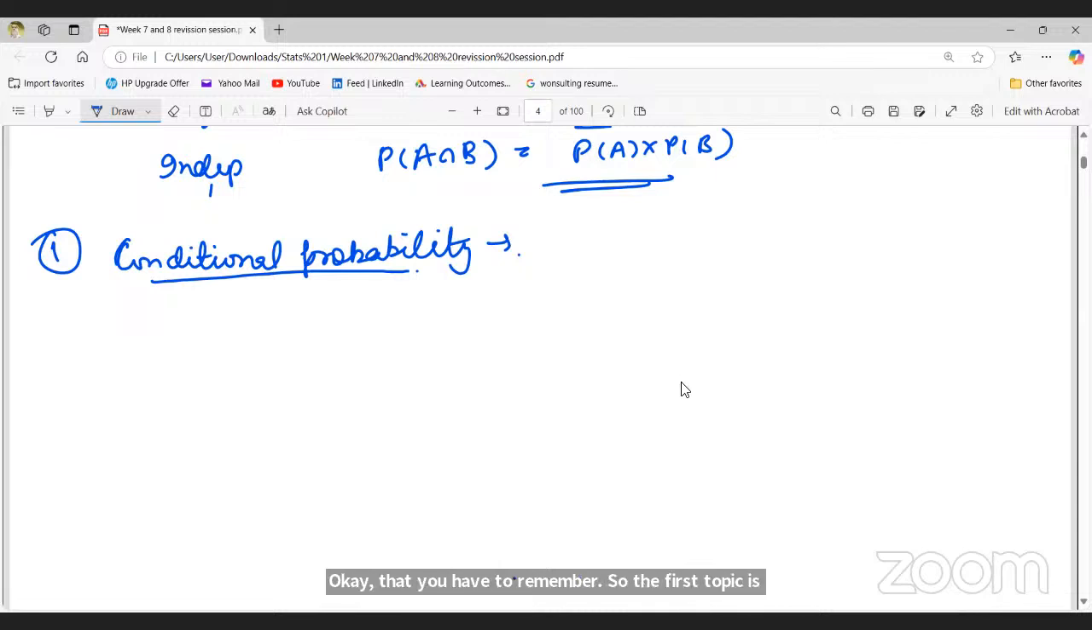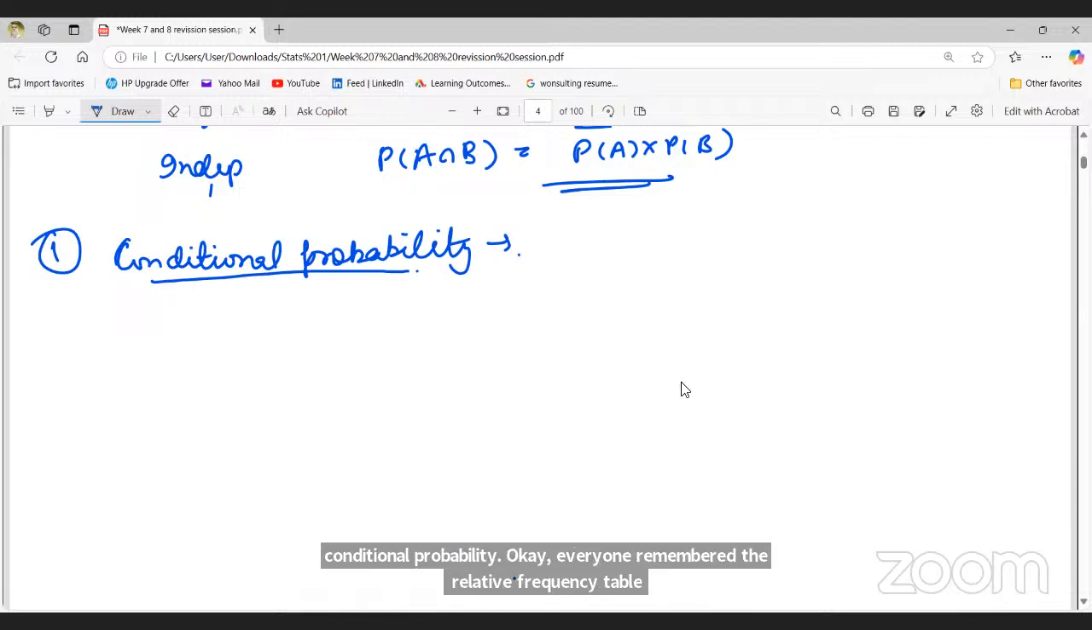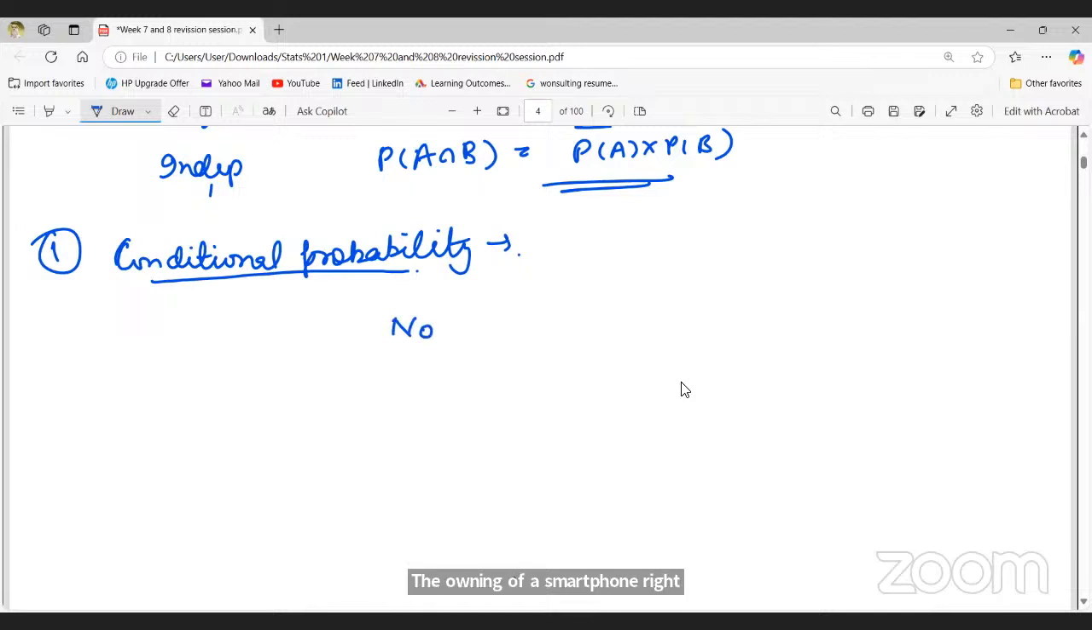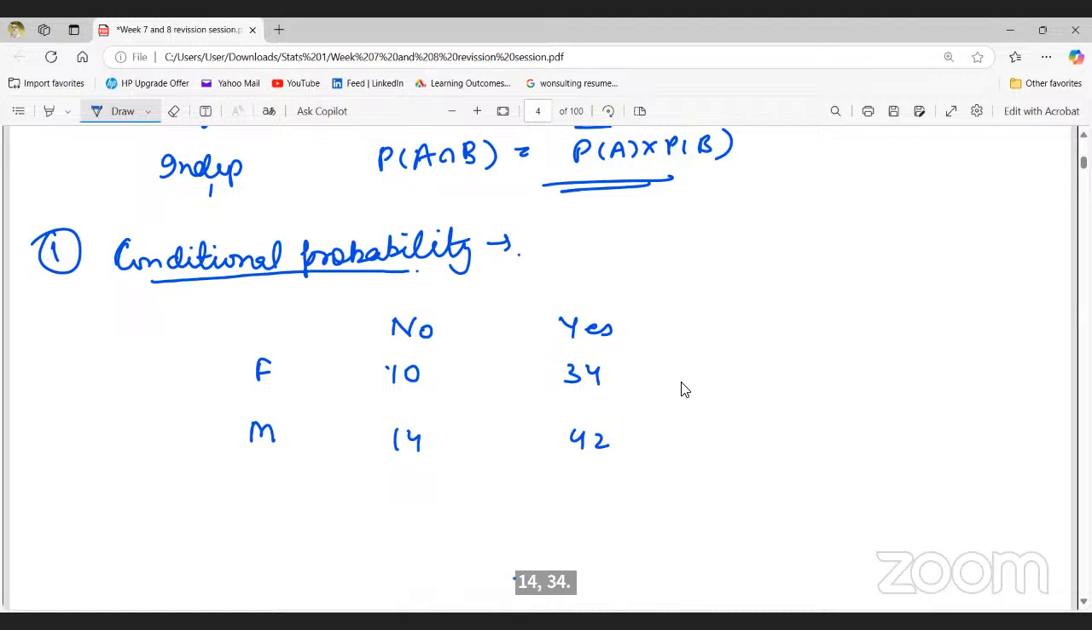Everyone remember the relative frequency table, right? The owning of a smartphone. This was the table, with the genders female and male. Let's say this is 10, 14, 34, 42. This was the total, that is 24, 76, 44, 56, and the grand total was 100.